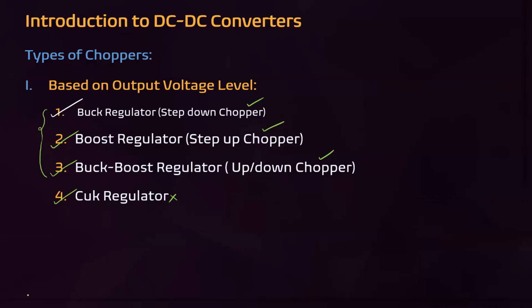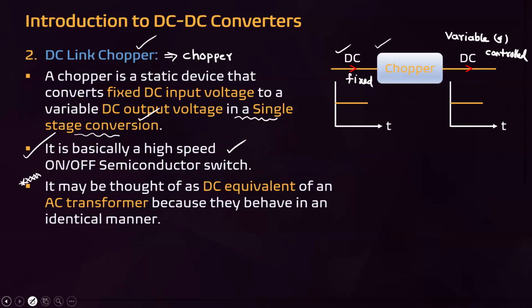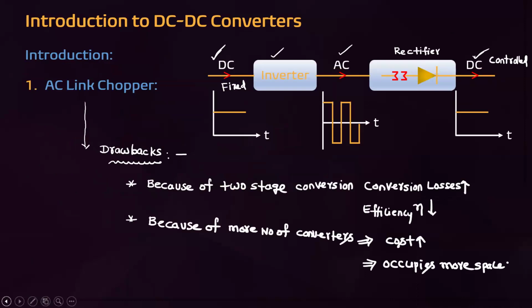No, sir, based on output voltage. Yes. Sir, go to the first slide, sir. This one. No, sir, the previous one. This one. Sir, one doubt, sir.